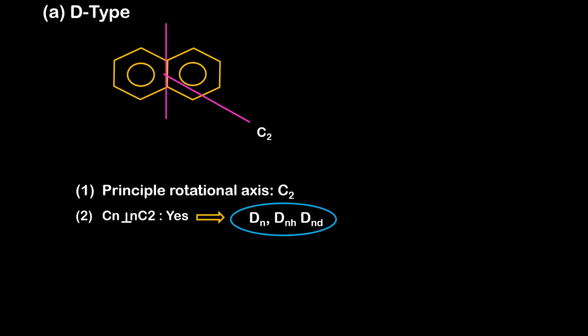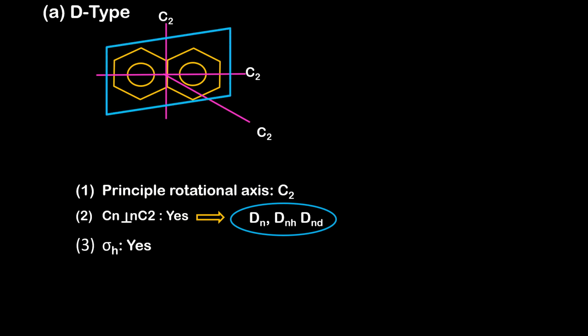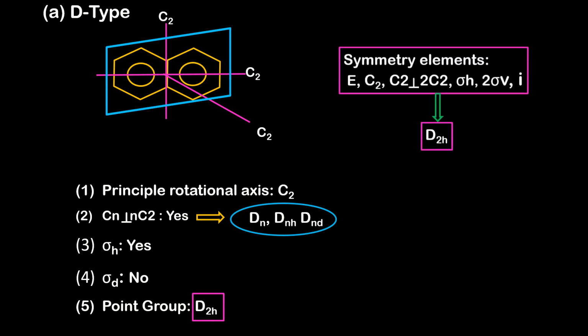Here, one C2 is perpendicular to the principal rotational axis, and this is a second C2 perpendicular to the principal rotational axis. Third, is there any sigma H present? Yes, here we can see sigma H is there. Is there any sigma D? No. So the point group will be D2H. These are the symmetry elements for the D2H point group.